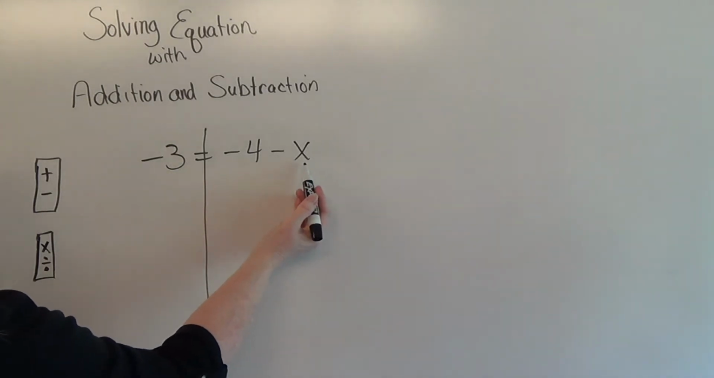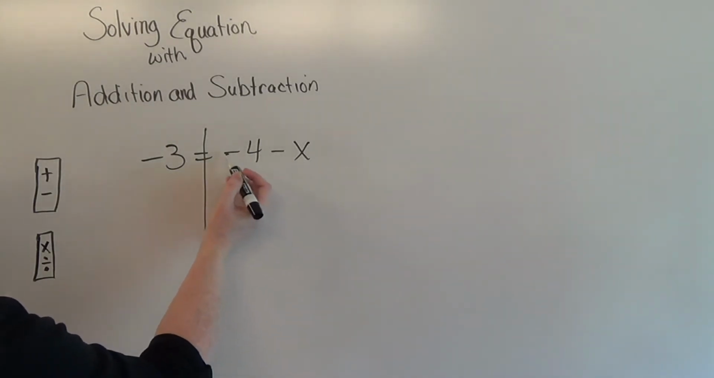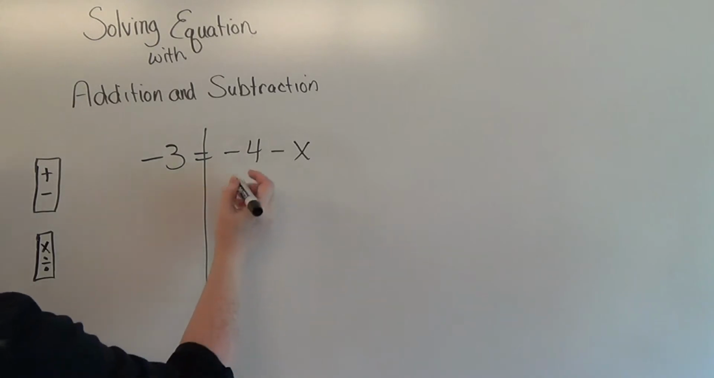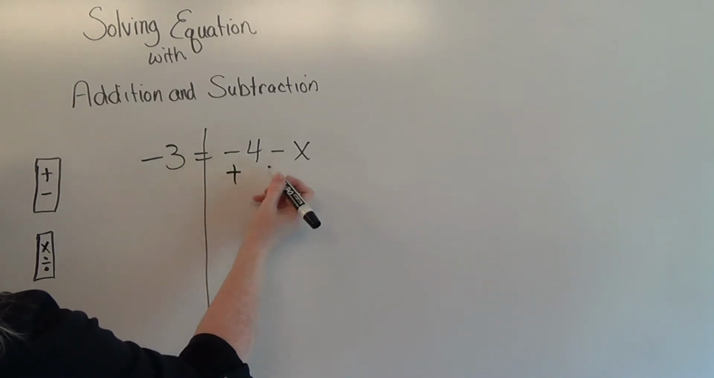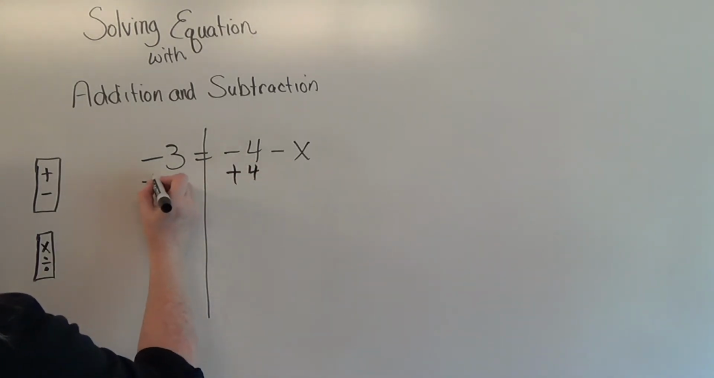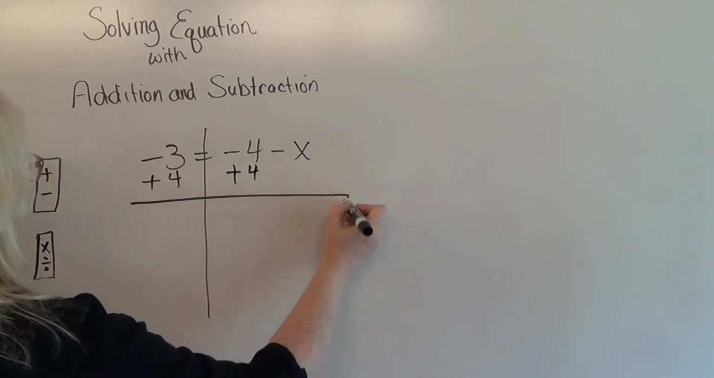Alright, we have an x on the right, and attached to it is a negative 4. The opposite of negative 4, the inverse operation, is positive 4. So I'm going to do that on both sides, and I'm going to draw my line.